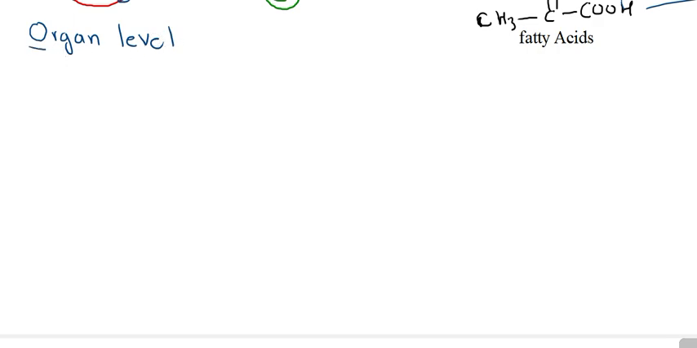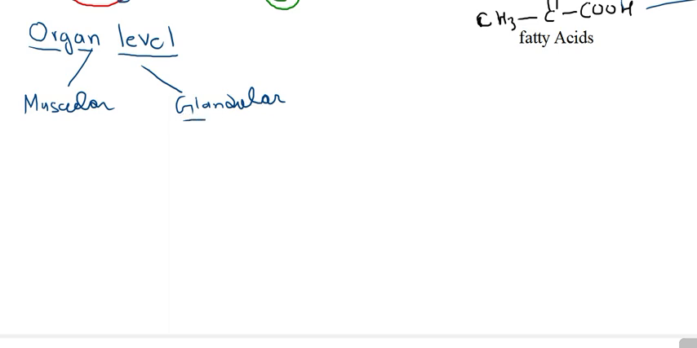At the organ level, tissues that have different functions, when organized into a specific group, form an organ. An organ can consist of two types of tissues. It may consist of a muscular tissue and also contain glandular tissues. So an organ can consist of two or more different types of tissues that work together to perform a specific function. Like, just assume this is your stomach.